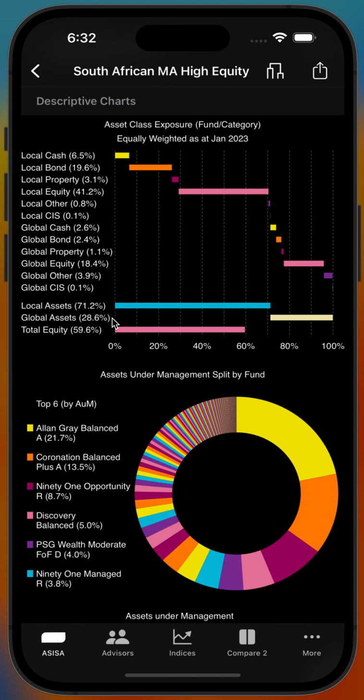There we go, equally weighted. So about 28.6% global allocation. In other words, every fund is equally weighted, every fund counts the same. We just take the percentage allocation to the asset classes. We don't multiply it by the AUM of that particular fund. I'll also give you the total equity. The multi-asset high equity category can have a maximum of 75% equity, and you can see that allocation sitting close to 60%. You can also have a maximum allocation to foreign of 45%, and it's sitting at 28.6.